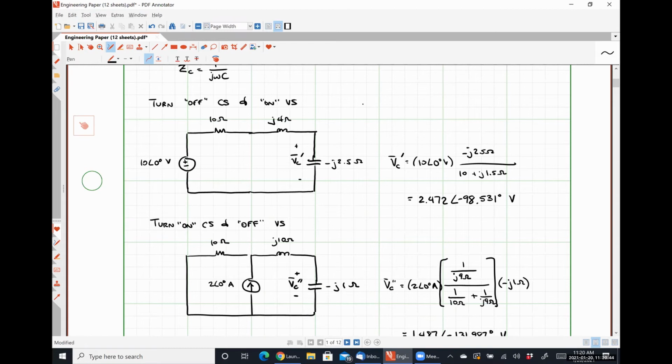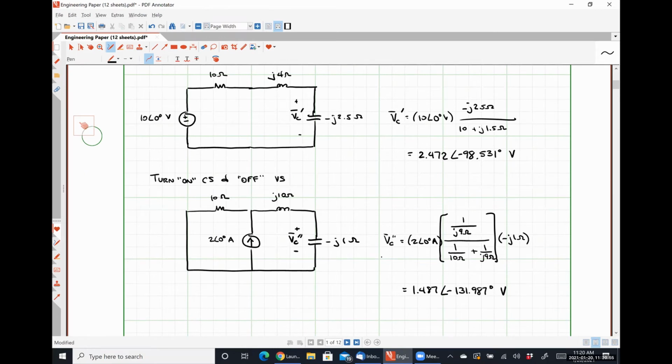meaning I can't say that the voltage drop over the capacitor is 2.472 angle negative 98.531 degrees plus 1.487 angle negative 131.987 degrees, because those two phasors represent quantities at different frequencies, right? I can't add those two different frequency terms together and just say I get a generic answer. So I have to go back to the time domain and then add those time domain results together.